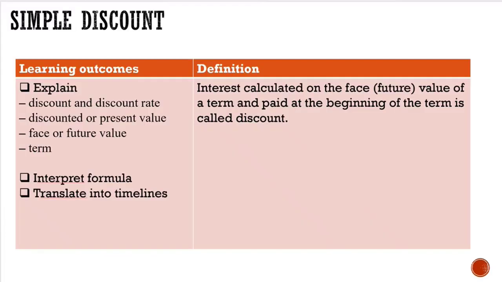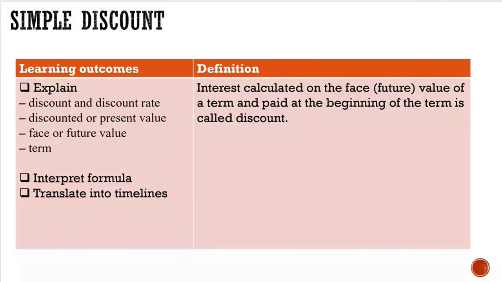I want to stay here. This is where I want to be. Okay. This is a discount. Obviously, a discount has got something to do with negativity. So what is a simple discount? You need to know what a discount is and what a discount rate is. We need to interpret the formula and also translate into timelines.